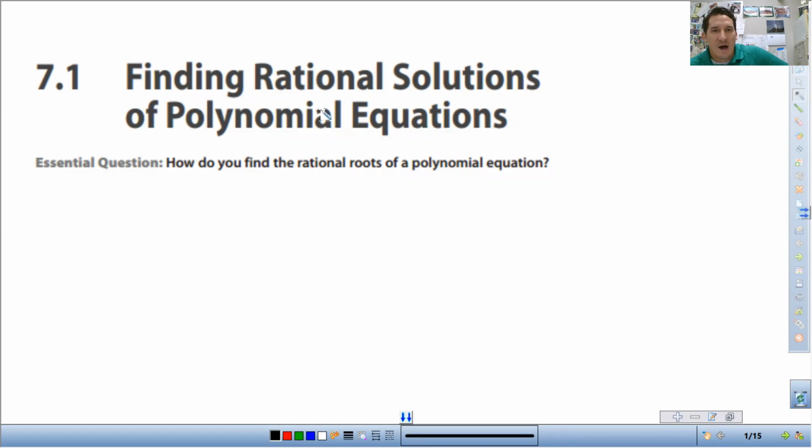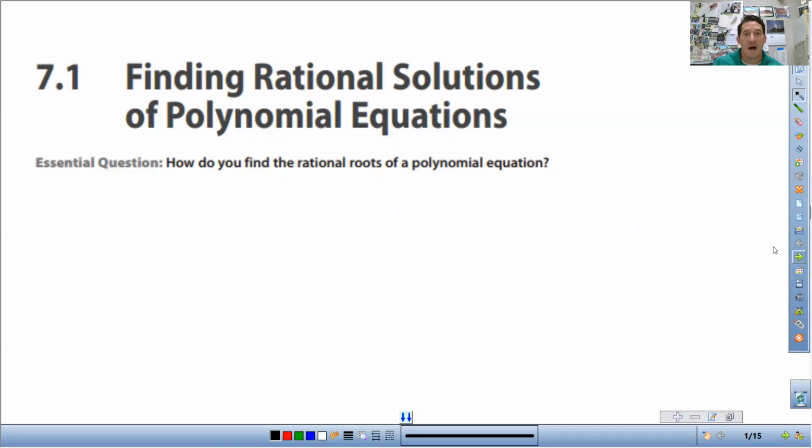IM3 classes. Today we are talking about finding rational solutions of polynomial equations. Basically, we are going to be looking at quadratic equations, so polynomials, and just factoring and solving them. There's a bunch of different methods that we need to go over about finding rational solutions. What rational means, we're just dealing with real numbers here.